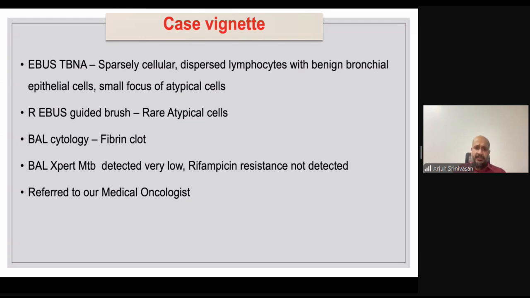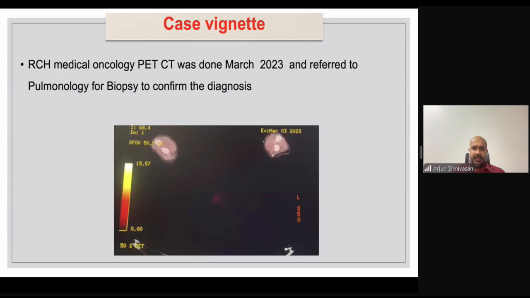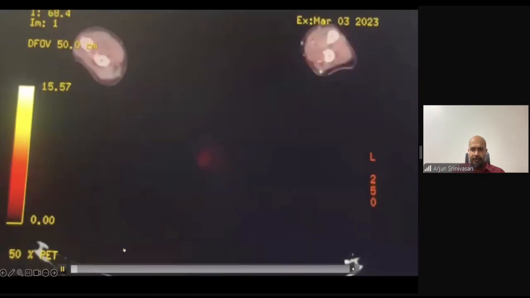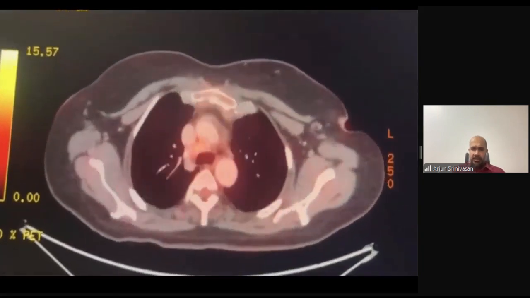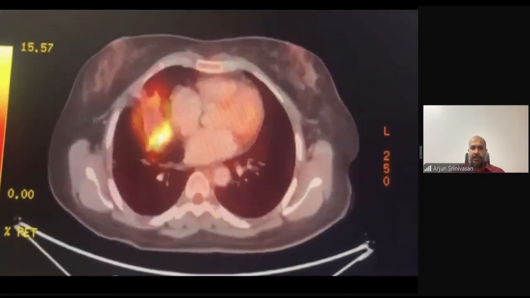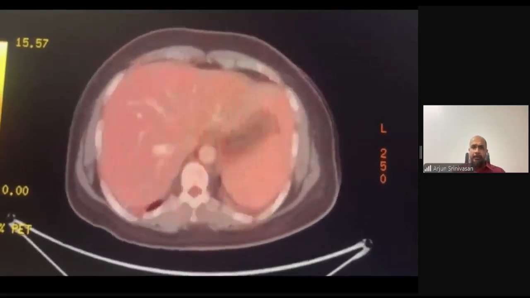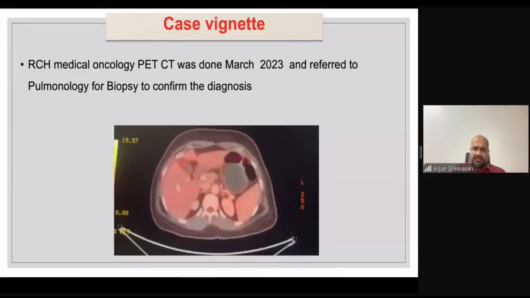With this, the patient lands up with our medical oncologist, and as medical oncologists do, the patient undergoes a PET CT. And if you look at the PET CT here, you can see that there is a small uptake in the 4R and the 7 node, and a mass with a lot of central necrosis and a lot of uptake in the mass. So with this, the oncologist says that with a few atypical cells, we cannot go ahead with any treatment, and he wants a definitive diagnosis.